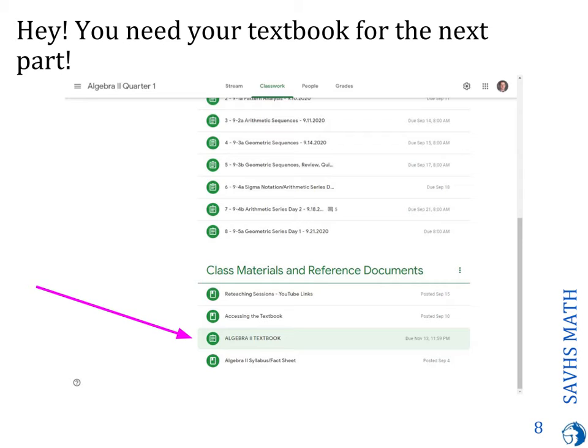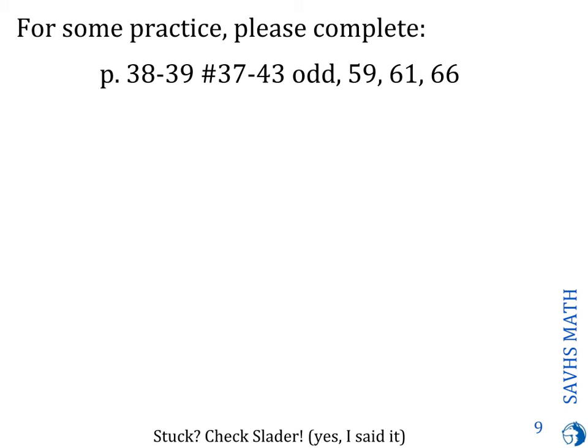I am going to ask you to do some of your textbook problems today, and so you actually need to open up the Algebra 2 textbook by going to the classwork tab, and then there's this link right here. You can open up this assignment, and then you can access the PDF of the textbook. Here are the problems I want you to complete, and yes, it is totally fine if you use Slater to check your work. I don't really mind as long as you're not looking at Slater to get it done the first time. I don't mind if you look at it to check your work.